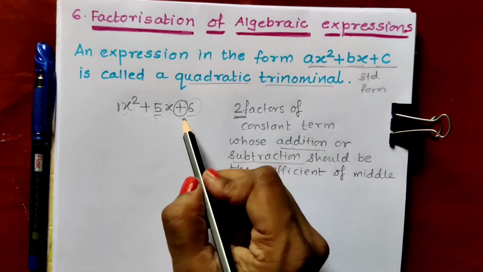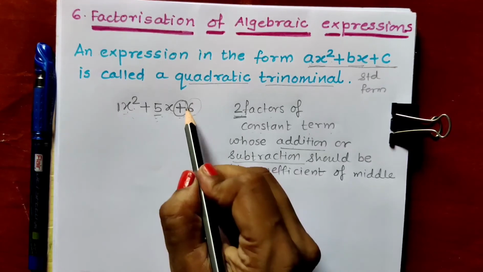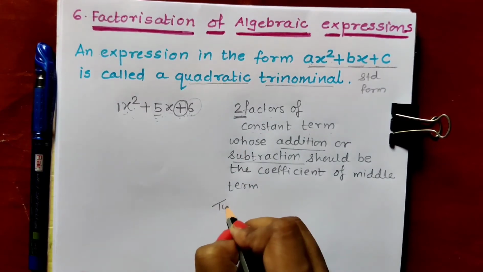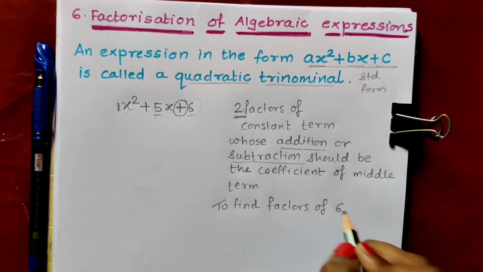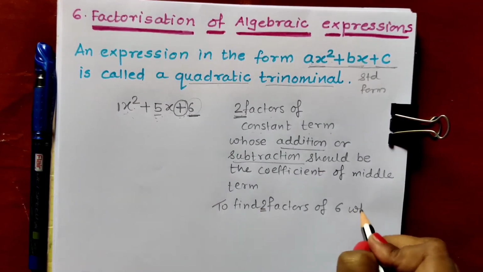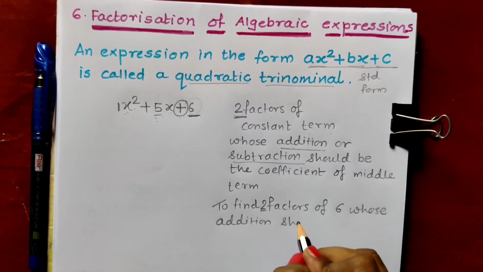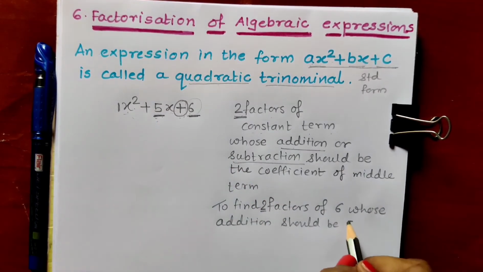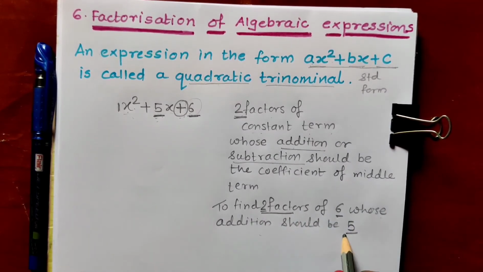Okay, so as here the sign is plus, we have to find 2 factors of 6 whose addition should be 5. What we have to find out? Factors of 6, that is factors of the constant term. Only 2 factors we have to find out whose addition should be the coefficient of the middle term. What is the coefficient of the middle term? 5. We have to find 2 factors of 6 whose addition should be 5.